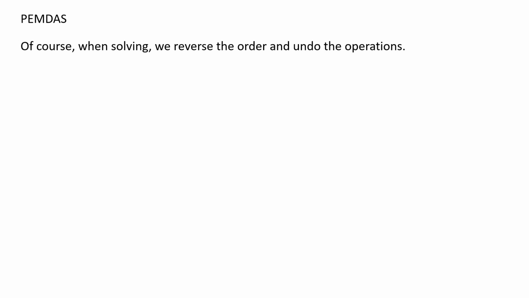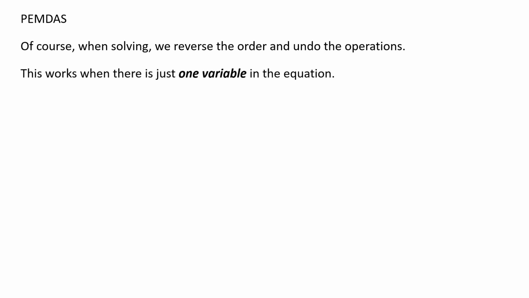Now, if we're solving an equation, we actually want to reduce the order and undo the operations. This works when there's just one variable in the equation. So, for instance, if we're trying to solve for just mystery number x, this will work out.